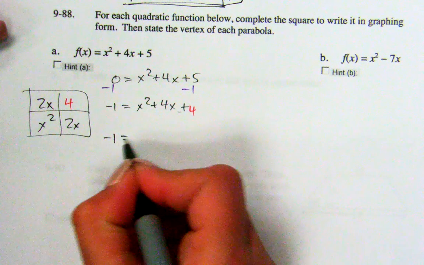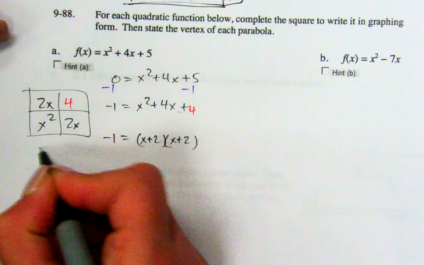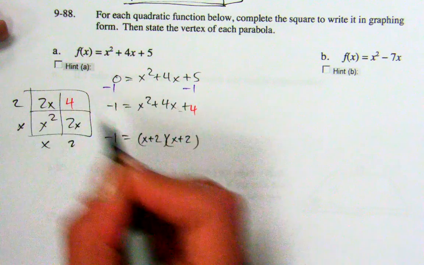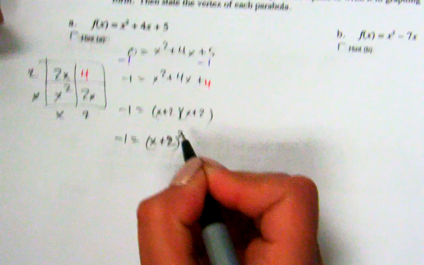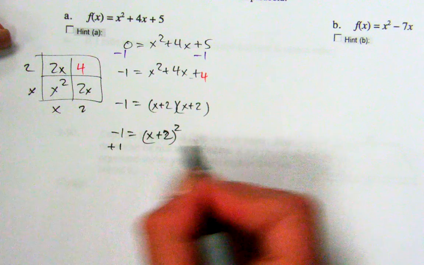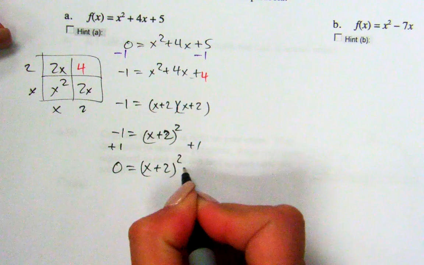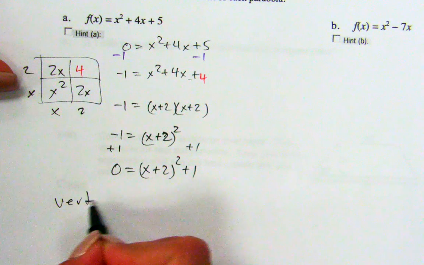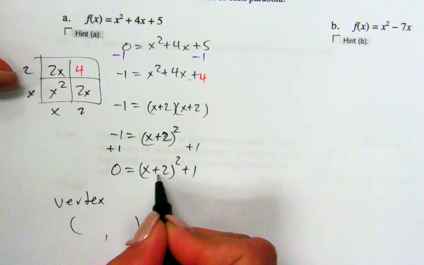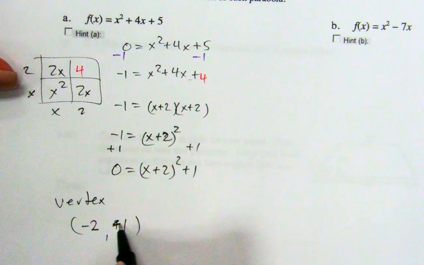Alright, so negative 1 equals x plus 2, because that's x and that's 2, that's x, that's 2. So negative 1 equals (x plus 2) squared. And I'm going to add 1 to the other side. So now I have (x plus 2) squared plus 1. Okay, now I know I went really fast, but you guys should be able to follow this by now. So your vertex is going to be at, it's positive 2, so it's negative 2 and then plus 1, so just negative 2 and 1.